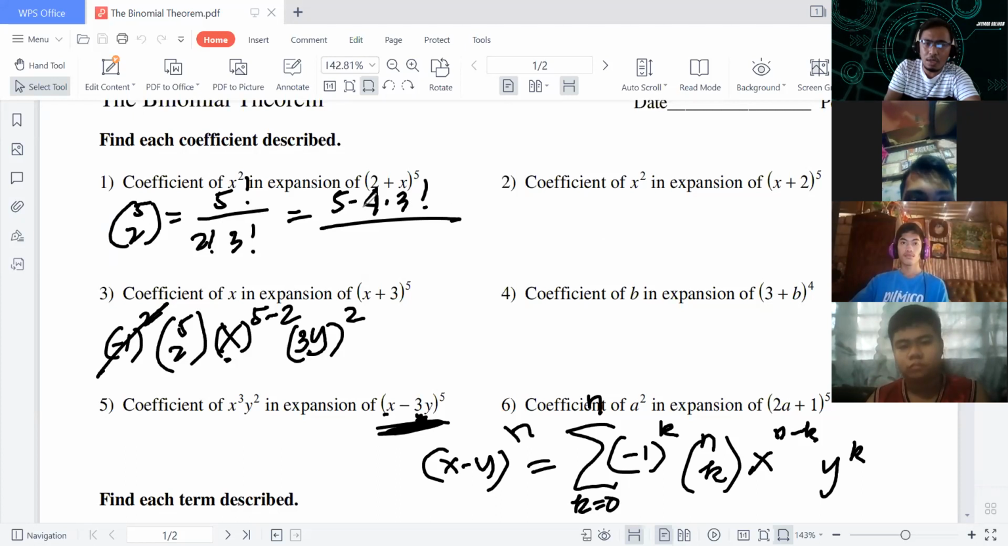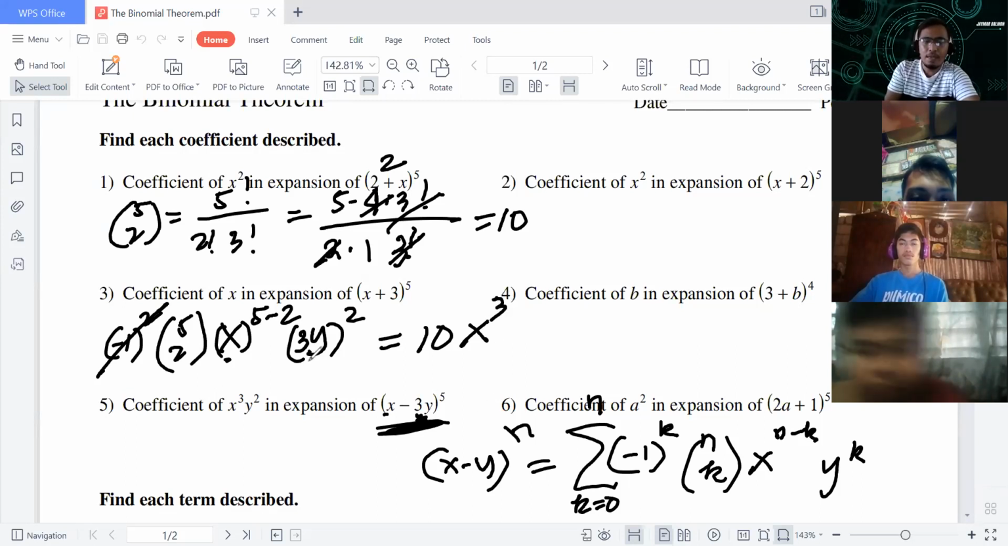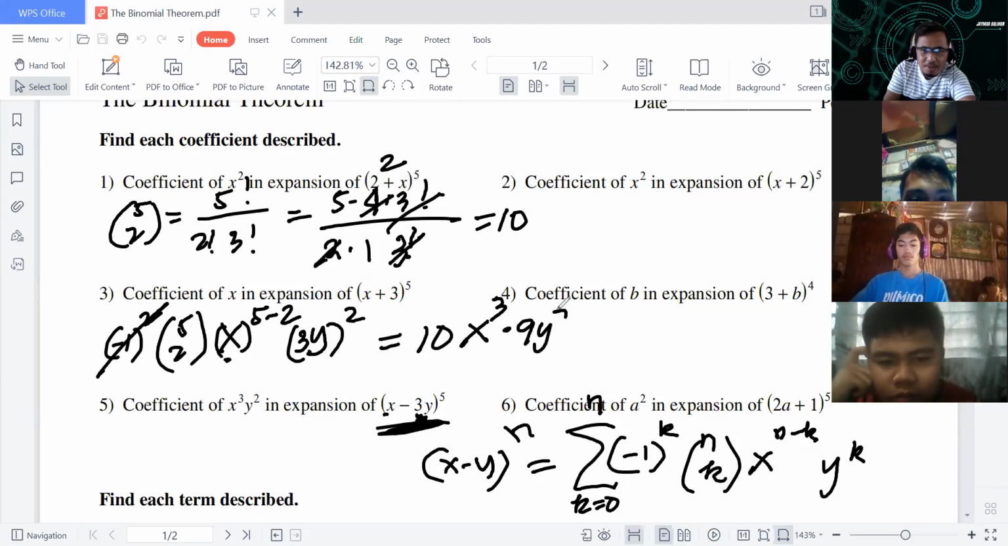I stopped at 3 factorial because we have 3 factorial below, and it will be cancelled out later, and you have 2 times 4. 2 can be reduced into 4, so that is just 2. So your answer is 10, right? So this portion is just 10 x raised to the power of 3. But this portion is just times 9y squared. Because 3 squared is 9 and y squared.